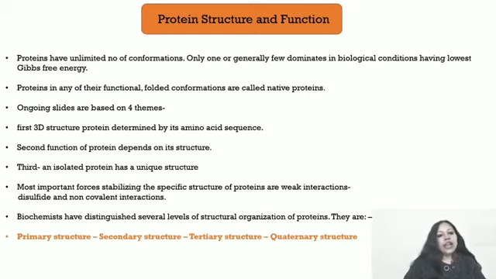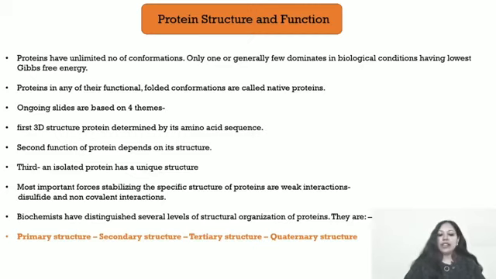So proteins in any of their functional or folded conformations are called native proteins, and the ongoing slides are based on four themes. First, the three-dimensional structure of a protein is determined by its amino acid sequence, and as I have told you repeatedly, in biological systems the structure determines its function, so that is the second point. The third one is that an isolated protein has a unique structure, and the fourth and most important point is that the forces stabilizing the protein structures are weak interactions, not the covalent ones.